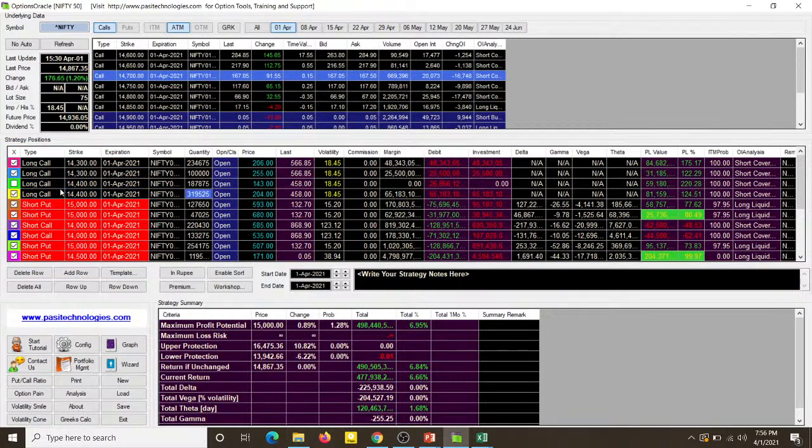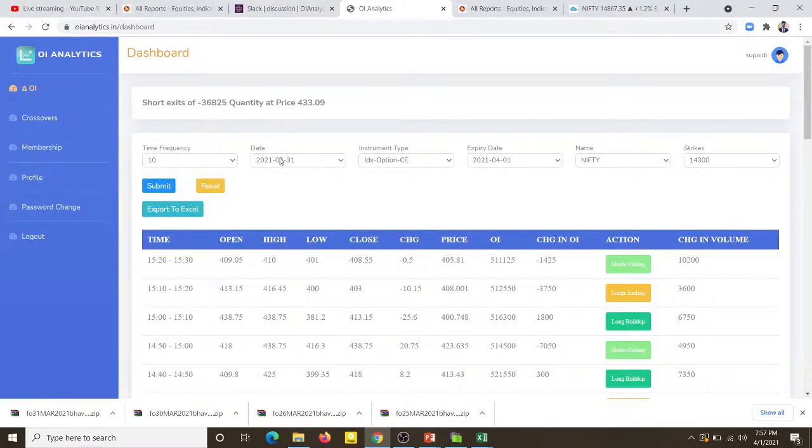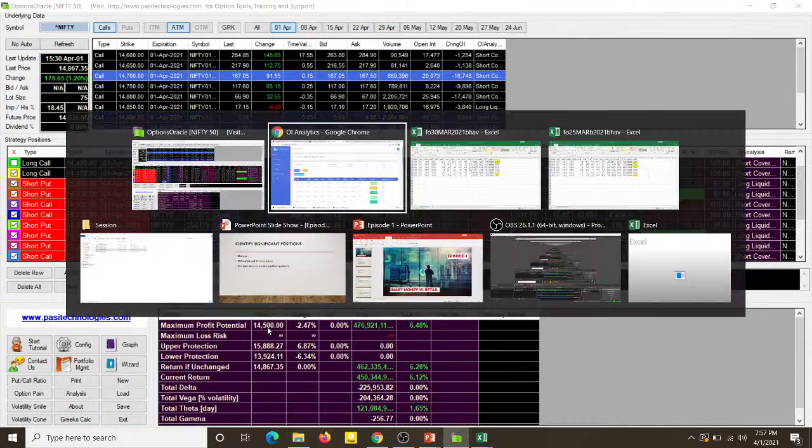So this will be 60, that means 260, correct? I'm just rounding it off, and here it is like 40, so this will be 60,000, right? Yeah, so I've adjusted this for the exits, correct? And this is the position as of 31st March end, correct? So it was showing 14,500 as the max profit potential, correct? This is how I calculated it.